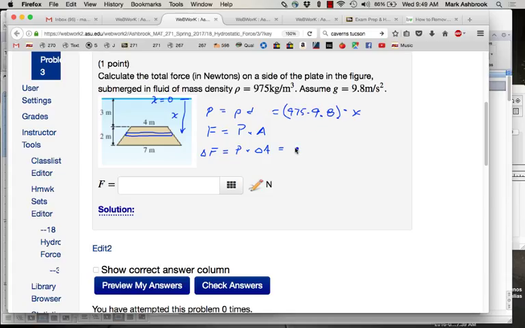We just found the pressure: 975 times 9.8 times x, okay, times a little bit of area. And so our strip is a rectangle, so it's going to be width, W, times, what's the other dimension? Delta x.